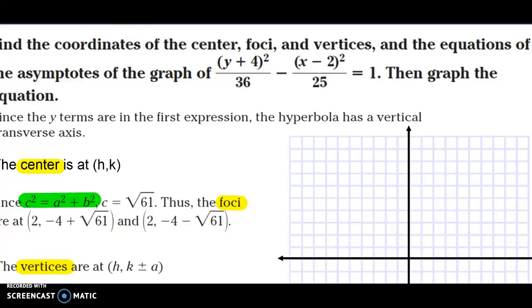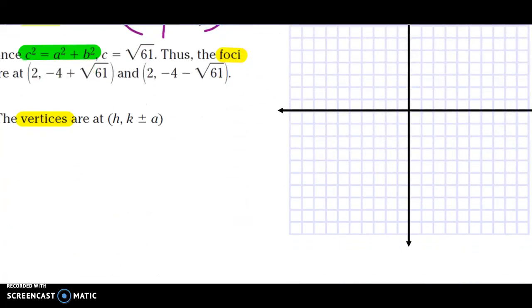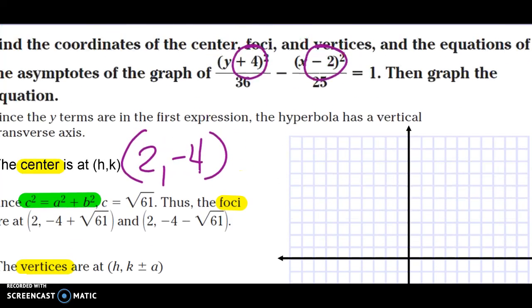All right, so let's go and figure out our center. Our center is going to be positive 2 and negative 4. So let's go graph that. All right, positive 2 and negative 4 is right here. All right, so let's go on back.